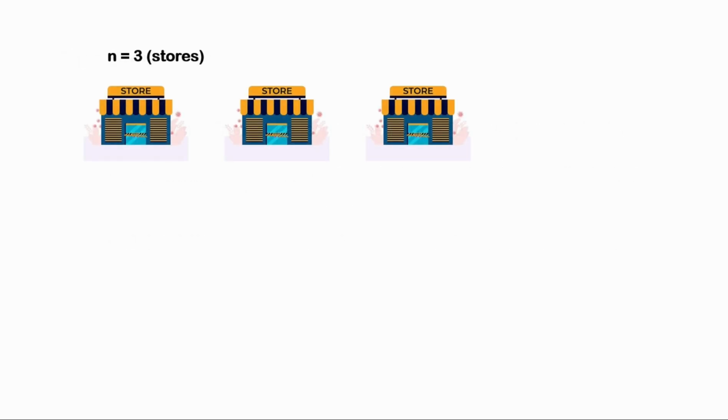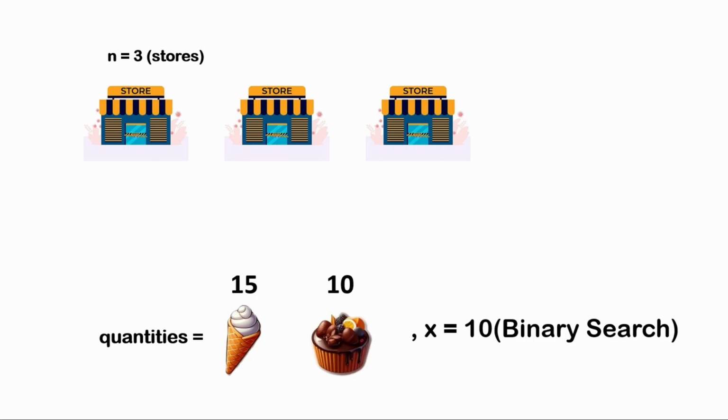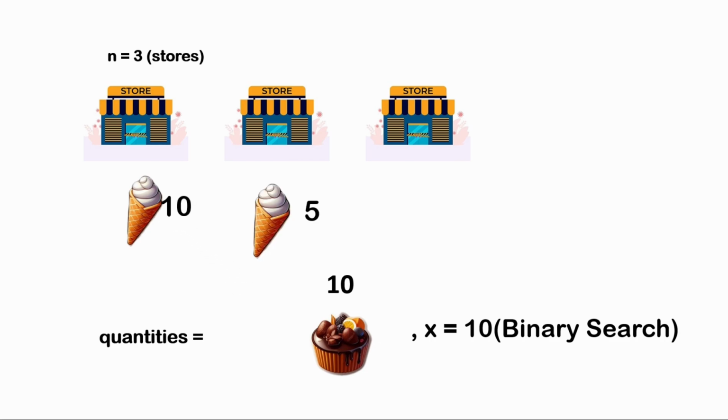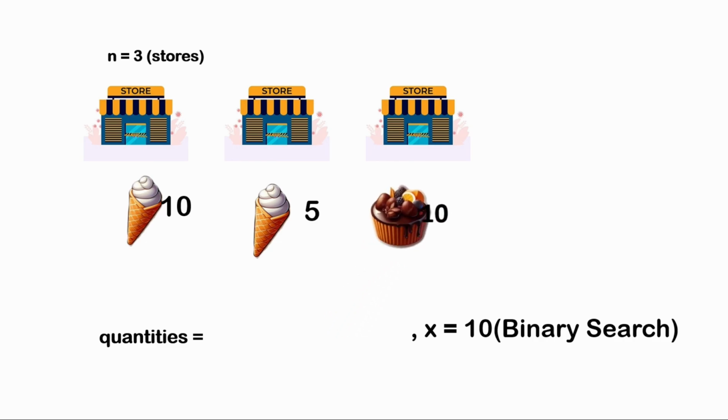To validate if a given x works, we distribute the products greedily to the stores. Start with the first product type and distribute up to x products to each store. Move to the next product type once the current one is fully distributed. If all products are distributed within n stores, then x is valid.